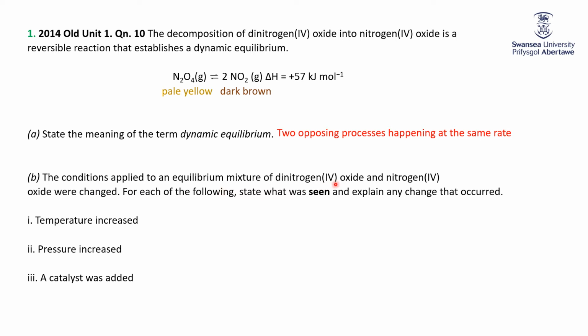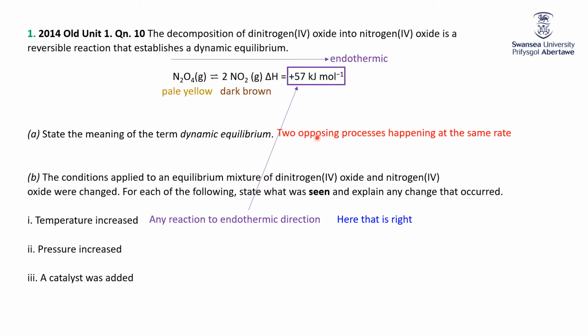Conditions applied to an equilibrium mixture of these. For each of the following, state what was seen, explain any change that occurred. So if we increase the temperature, well, the rule is that any reaction is going to go in the endothermic direction. For this particular reaction, we're told that delta H is plus 57 as written. So in other words, going to the right is plus 57. So the endothermic direction is to the right. Therefore, when you increase the temperature, the reaction is going to go in this direction. So we're going to make more of the dark brown.